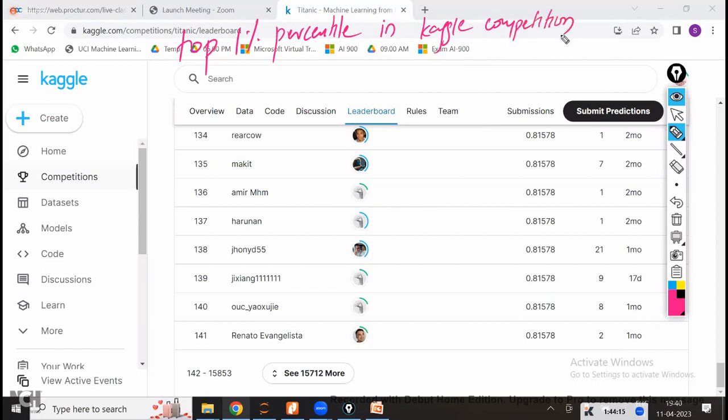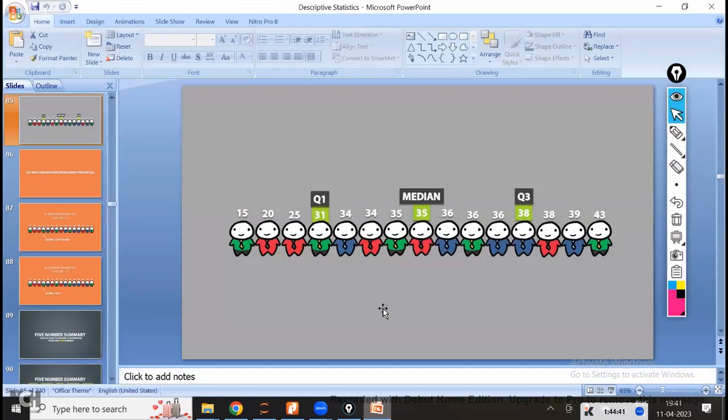What is the meaning of this 1 percentile? Out of how many have attended, within that I'm in the top 1. I'm not saying my rank, I'm not saying anything else. Of whatever people have attempted, within that I'm in the top 1. Here it indicates the percentile, not the percentage. Got the point? So what is meant by percentile?